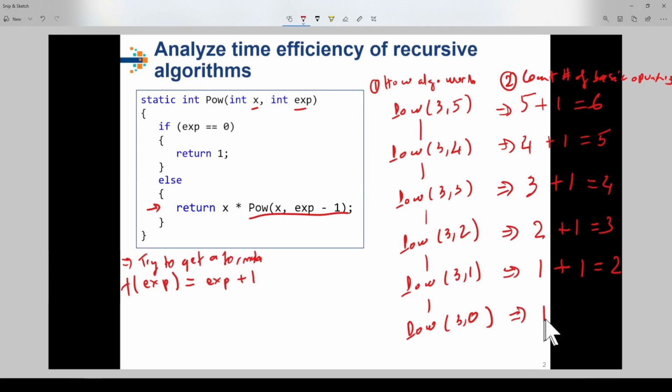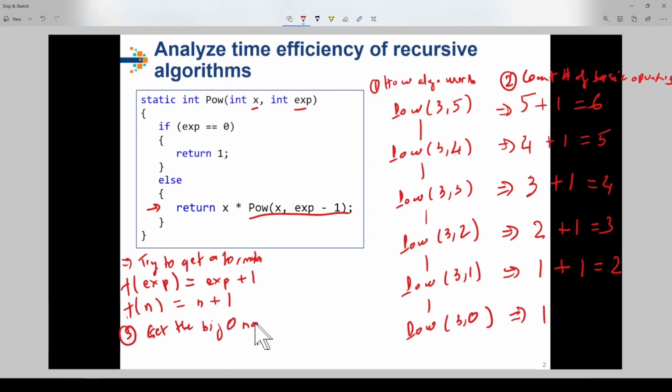Because with 0, I get 1. Exponential 1, then I get 2 operations. Exponential 2, then we have 3, and so on. So the time to run this algorithm depends on the exponential, and this is equal to the exponential itself plus 1. And in computing we don't use exponential, we use n. So we say T(n) equals n plus 1. This is the formula we have, with n being the exponential from the input. So we've done steps 1 and 2. Now the last step is to obtain the big O notation.